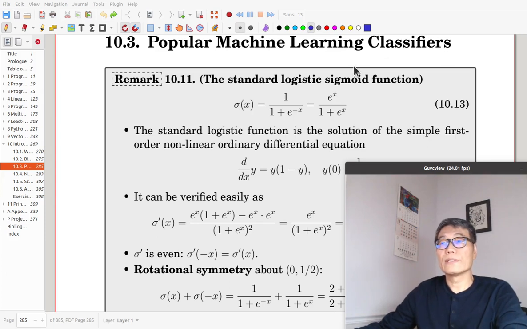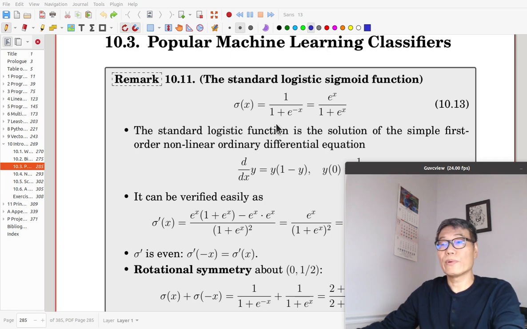In this section, we'll study three popular machine learning classifiers: logistic regression, support vector machine, and k-nearest neighbors. Let's begin with the standard logistic sigmoid function defined in this equation. The logistic function is often used for activation.